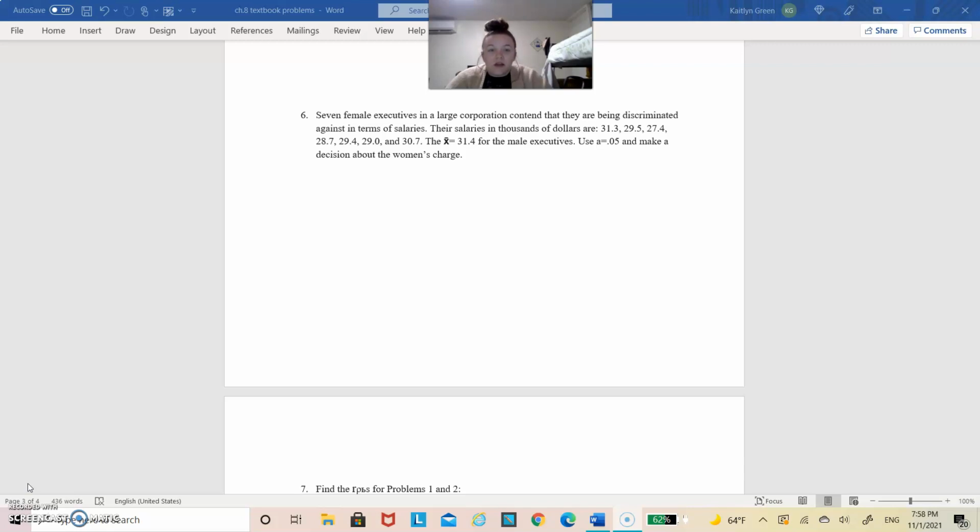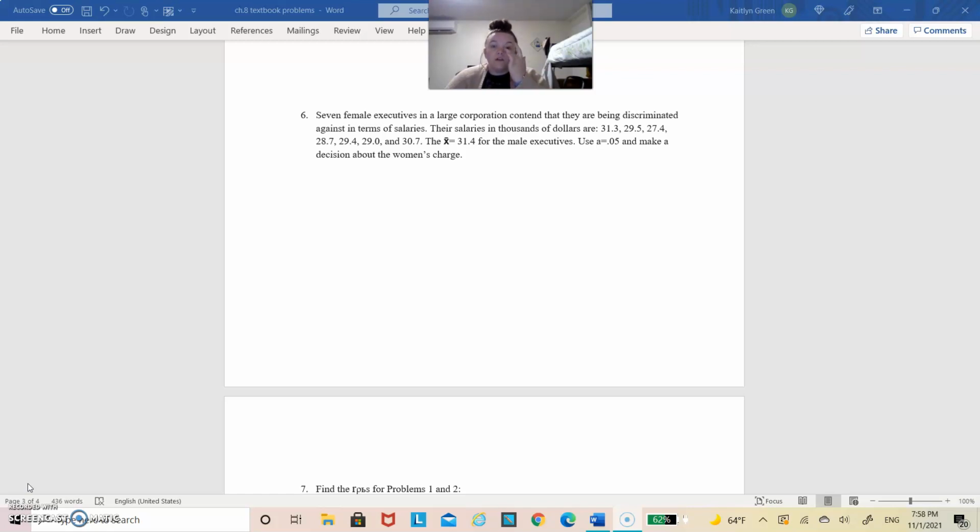As we can see, we have an N of 7, and the male mu is going to be 31.4. We need to be able to compare the two mu's, so our null hypothesis is going to be X bar is less than or equal to mu of the male, or X bar is greater than the mu of the male.